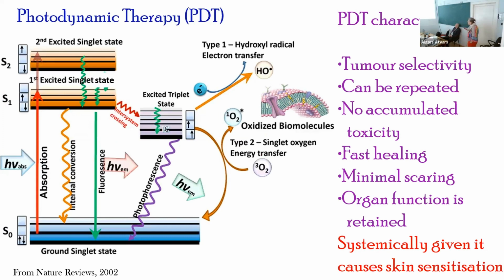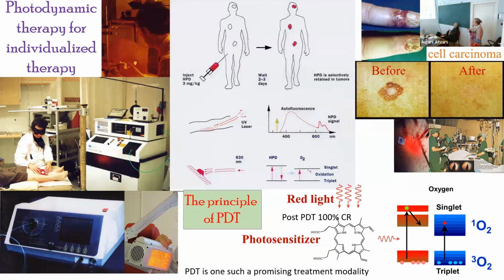And you have the characteristics here. I already showed the selectivity. It can be repeated as it has no accumulative toxicity. It has a fast healing and minimal scarring. So this is quite a promising technique actually. And it can be used both for treatment, but it can also be used, as I said, for detecting tumors.